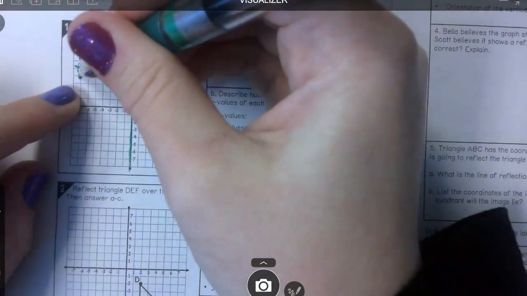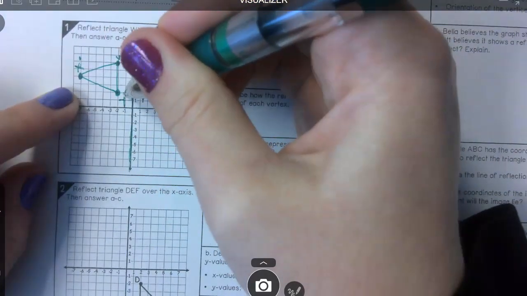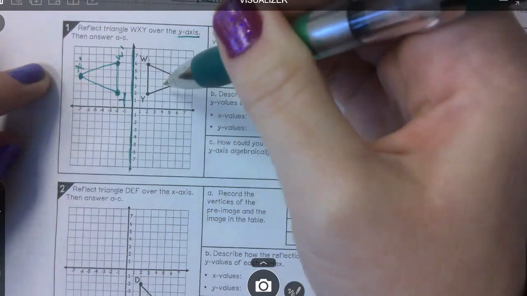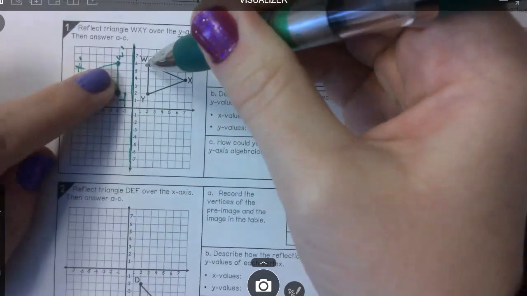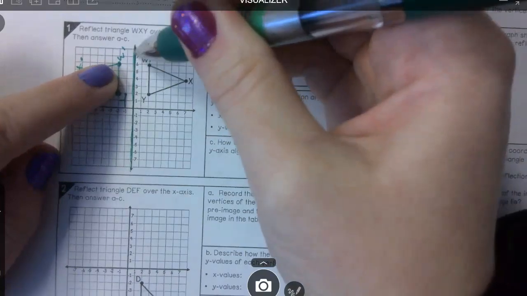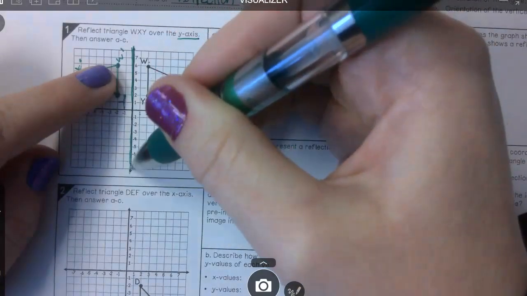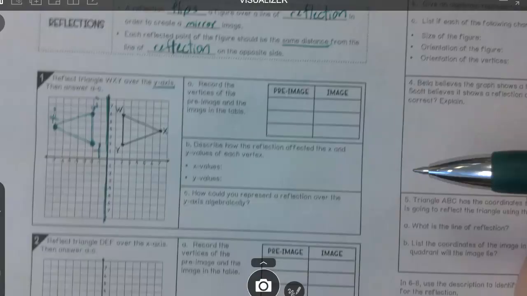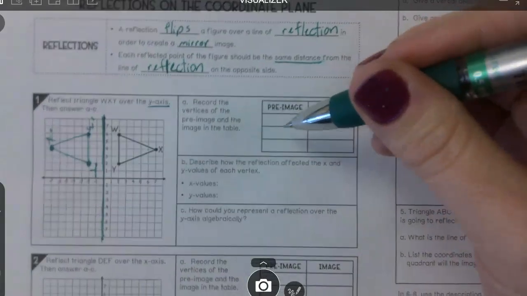And there, if I put together my triangle, you can see that we have a mirror image on the other side of the reflection line, just by making sure that the point is the same distance away from this reflection line in the middle. Okay, let's go ahead and record the points for each of these.